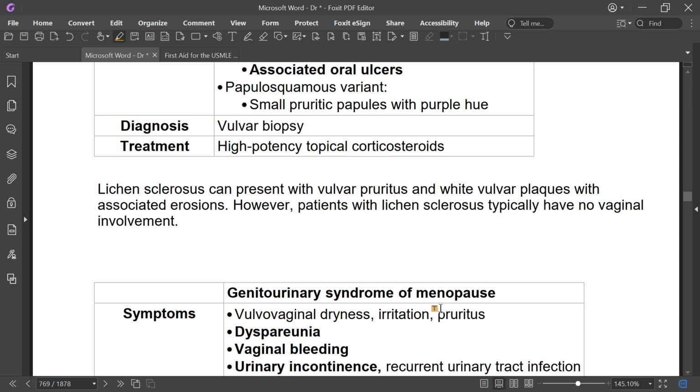Lichen sclerosus can present with vulvar pruritus and white vulvar plaque with associated erosion. However, lichen sclerosus typically has no vaginal involvement.